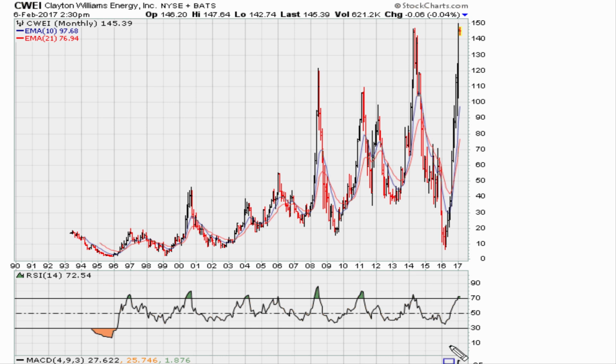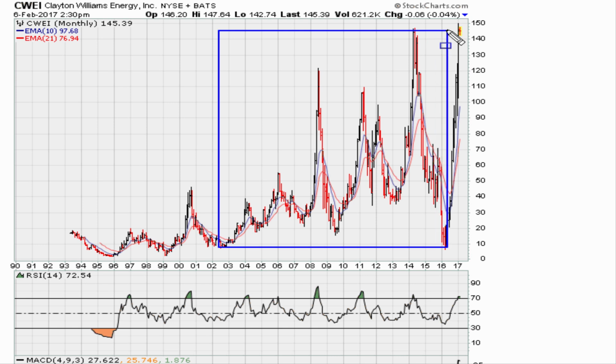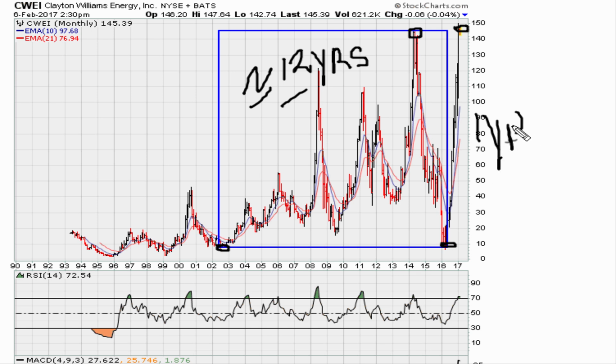One other observation: if you take the lows here in 2002, take this box here, you'll notice that it took almost 12 years to move from here to here. Now it's taken it 1 year to move from here to here. So you got 12 years and then 1 year, same distance.